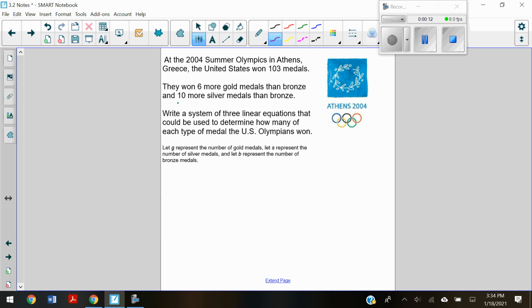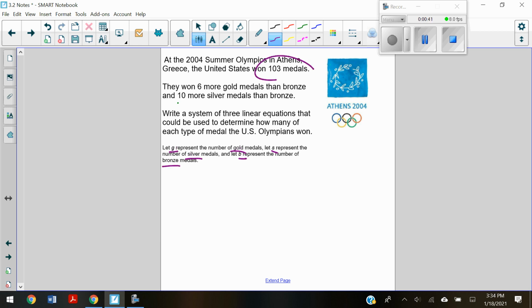It says at the 2004 Summer Olympics, Athens, Greece, the United States won 103 medals. They won 6 more gold medals than bronze and 10 more silver medals than bronze. Write a system of linear equations that could be used to determine how many of each type of medal the U.S. Olympians won. Let G represent the number of gold medals, and S represent the number of silver, and B represent the number of bronze.